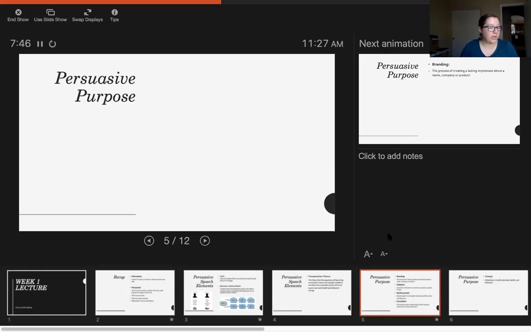Okay, moving on. Persuasive purpose. So persuasive purpose is the idea of, why are you giving a persuasive speech? So really, we talked about persuading somebody, but you could persuade people for different reasons. So in this case, one example is branding.